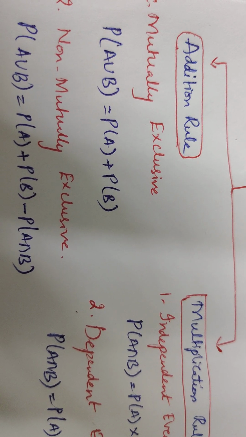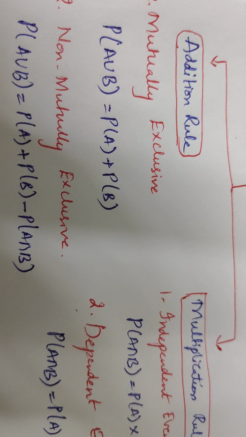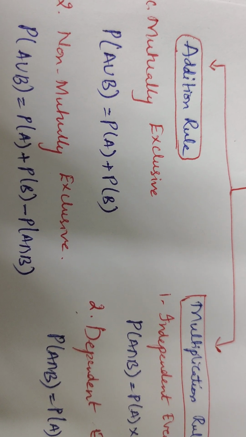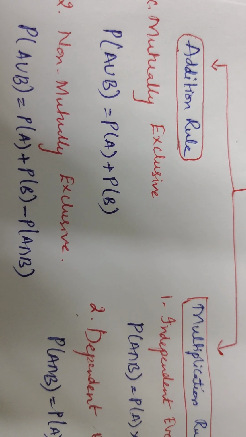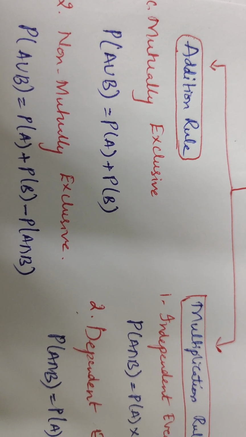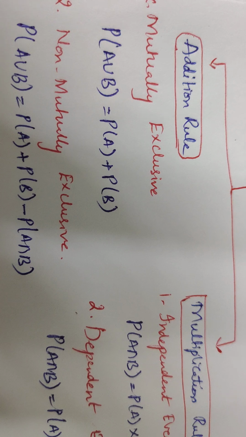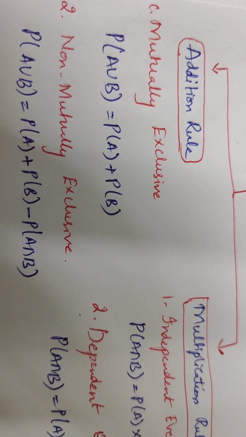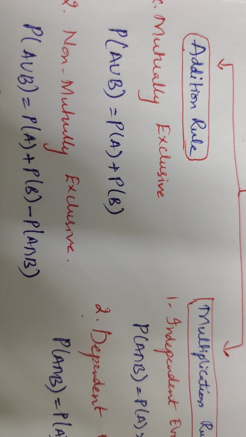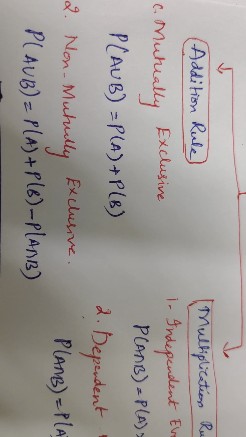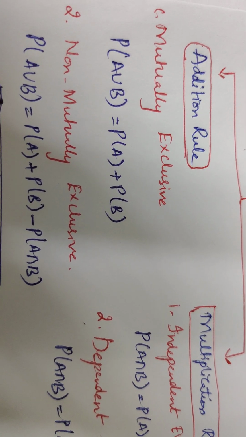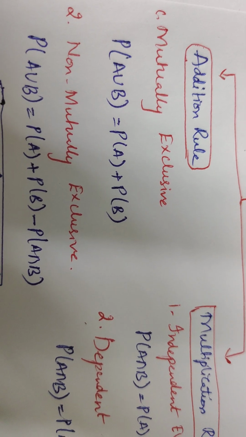For example, when I toss a coin, when the outcome is head, it is stopping the occurrence of tail. Yes or no? That means the occurrence of one event is avoiding the occurrence of another event. That is nothing but a mutually exclusive event.